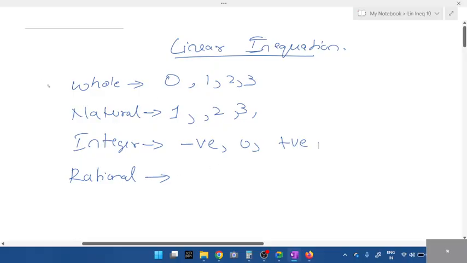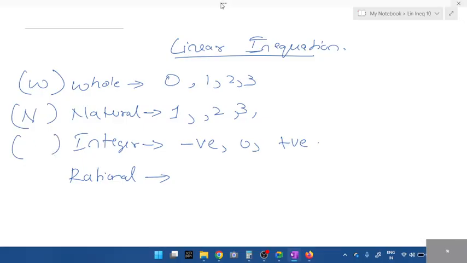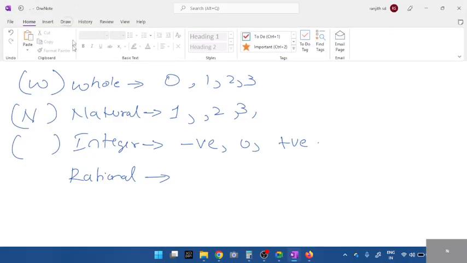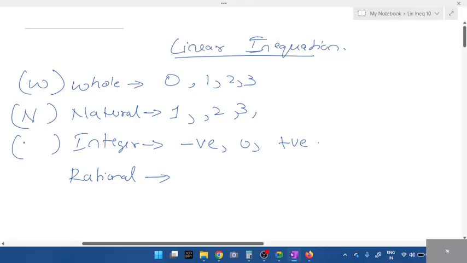Fine. For now, just remember, whole number, the letter we represent it as W. Natural number stands for N. What about integer? You'll remember, how do you represent integer? I or Z. Okay, rational number is R, students. So what is rational number?